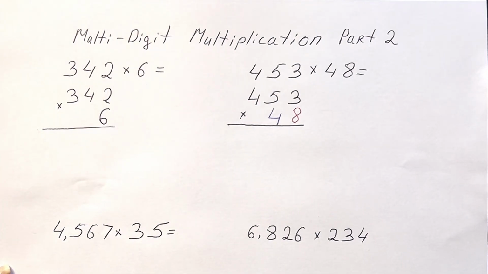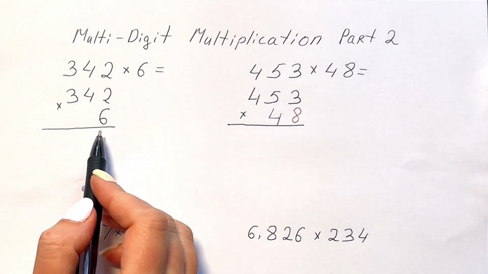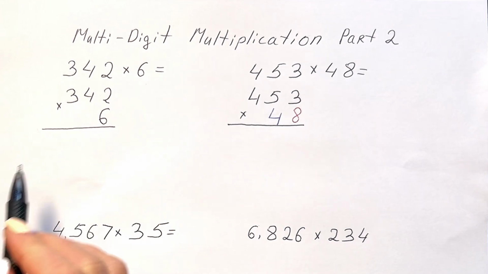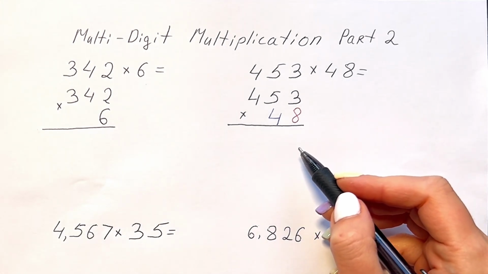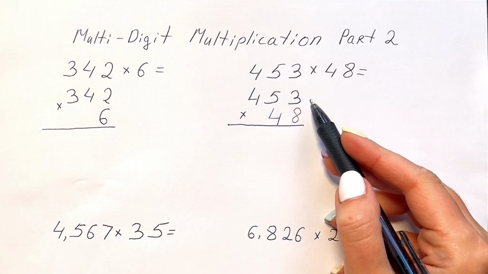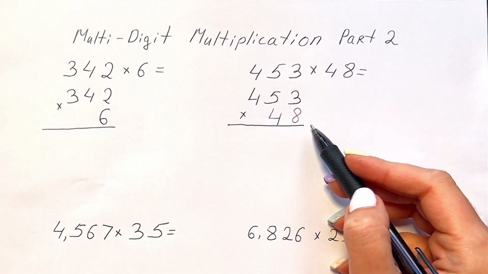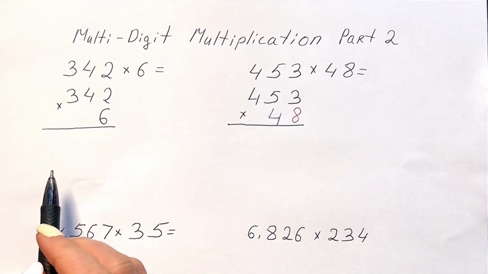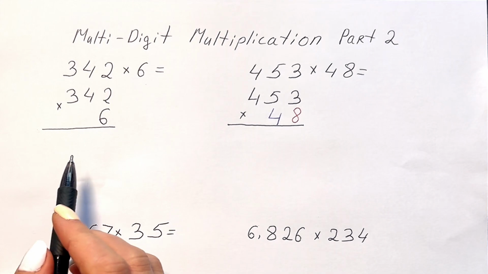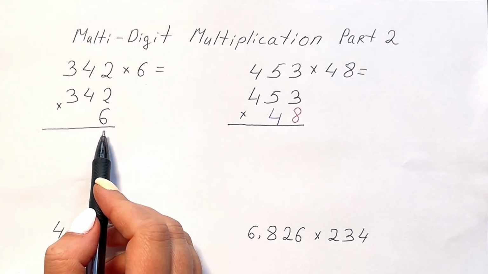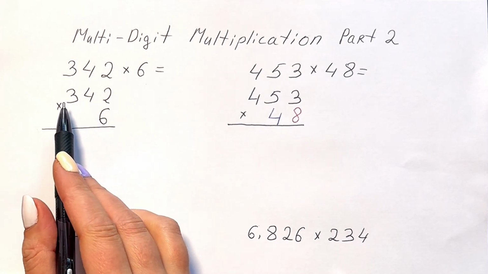In our last video, we learned the basics of multi-digit multiplication. We learned how to multiply a multi-digit number by a one-digit number. But in this video, we will learn how to multiply a multi-digit number by another multi-digit number. You remember the procedure for multiplying when we have a one-digit bottom number, right? The bottom number, we are multiplying by each of the digits in the top number.